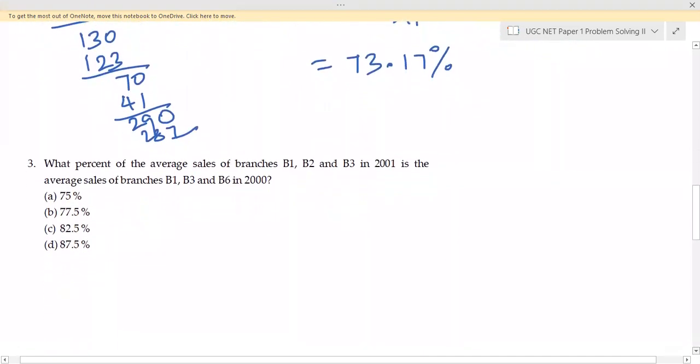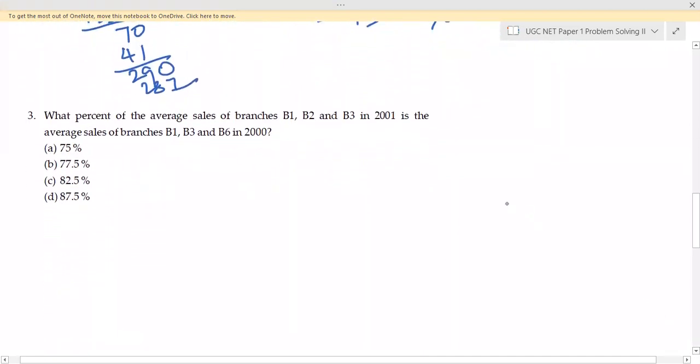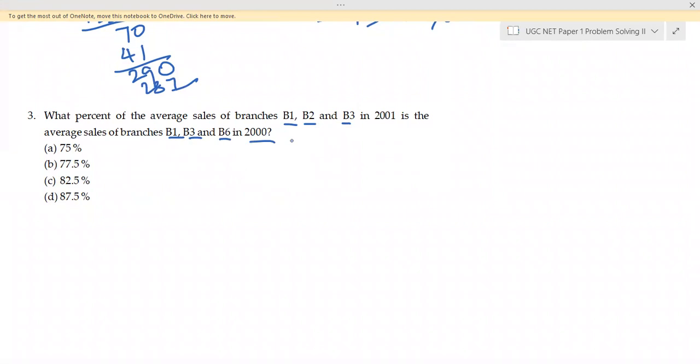Question number 3 is: what percentage of the average sales of branches B1, B2, B3 in 2001 is the average sales of the branches B1, B3, B6 in the year 2000? So it's a very tricky question. And again, if we are very clear with the properties of average and percentage, these questions are going to be very, very easy, right? Yes. Let's again go back to the table.